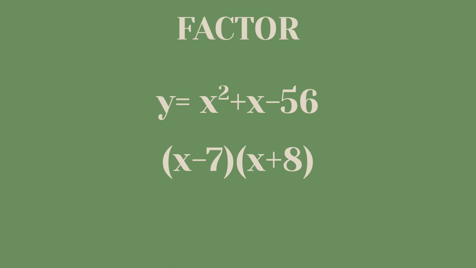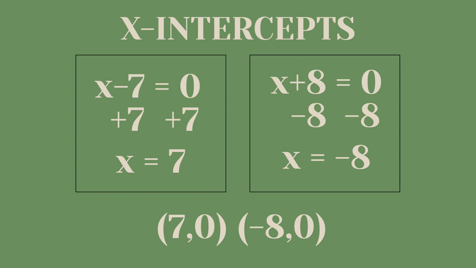So now that we have our factors, we're basically going to use the zero product property and find our x-intercepts. So this is really easy. All you have to do is take the factors and set them equal to 0. So for our factor of x minus 7, we just take x minus 7 equals 0. And then we isolate x by adding 7 to both sides, and we have one x-intercept of (7, 0). And then for our factor of x plus 8, we just take x plus 8, set it to 0, subtract 8 from both sides, x equals negative 8. So our other x-intercept is (negative 8, 0).